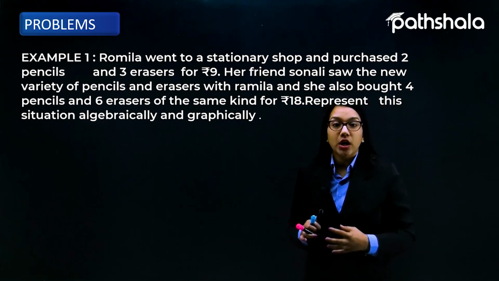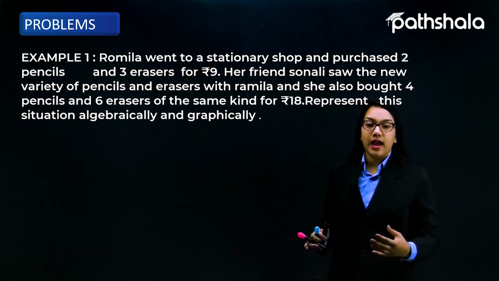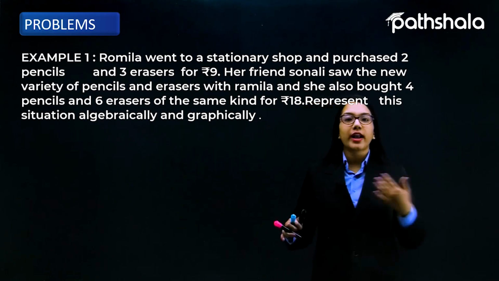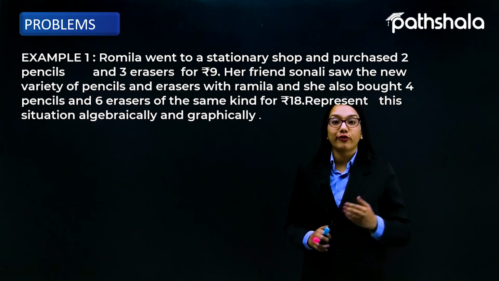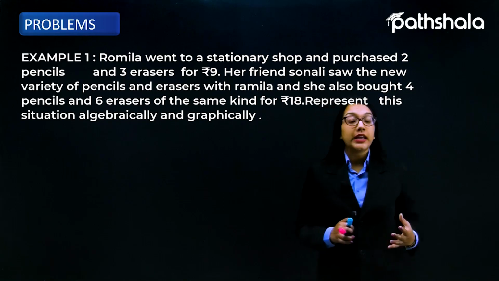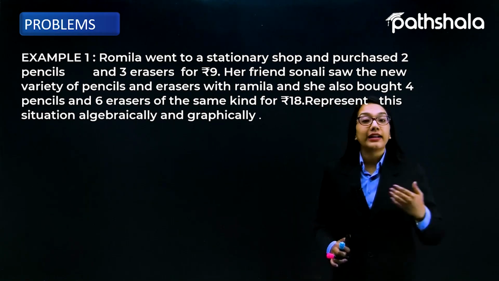So she purchased 2 pencils and 3 erasers that actually cost ₹9, and her friend Sonali saw the new variety of pencils and erasers with Romila, and she also bought 4 pencils and 6 erasers of the same kind for ₹18. It says represent this situation algebraically and graphically.